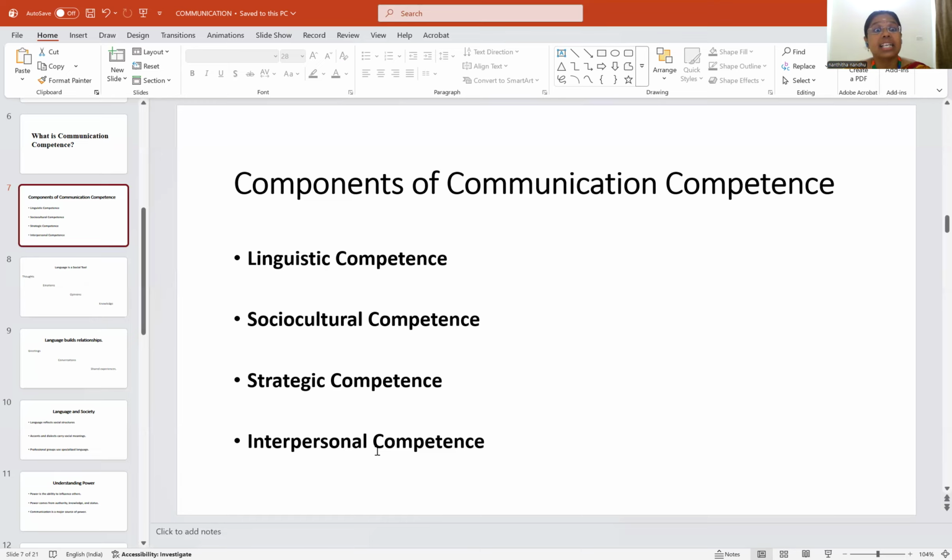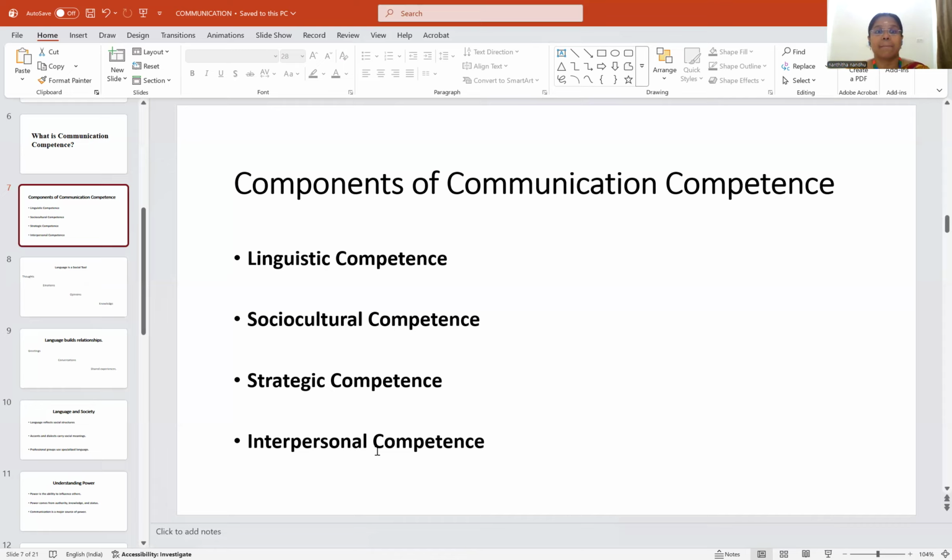Next, strategic competence. Strategic competence helps individuals overcome communication difficulties by using paraphrasing, clarification, and alternative expressions. These alternative expressions, clarifications, and paraphrasing might help the listener comprehend the information in a more accurate manner.